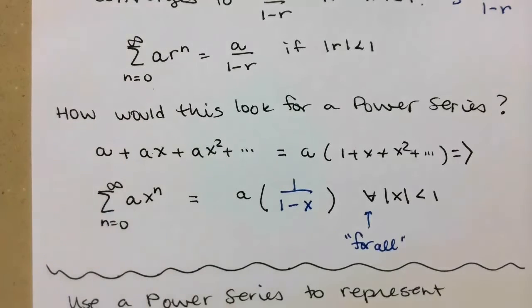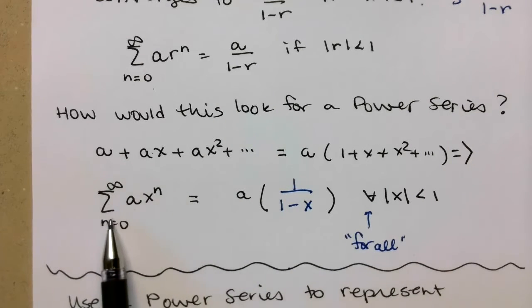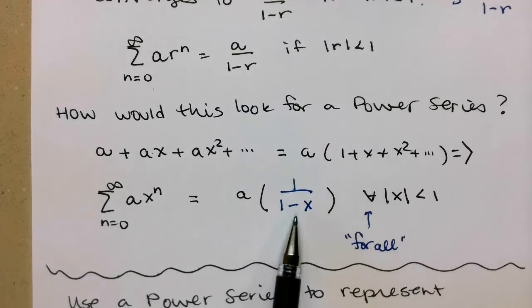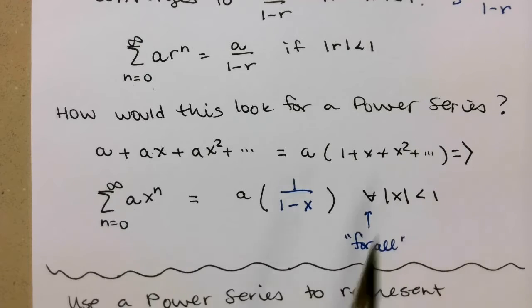Okay? So that is super powerful. If you can write a power series, then we can find its sum and we can find its radius and interval of convergence. Okay? All right.